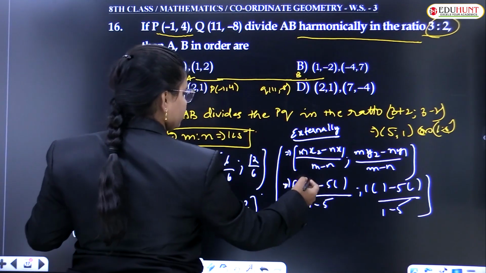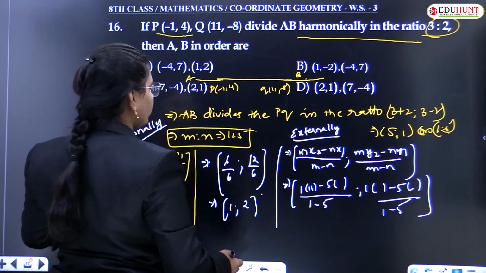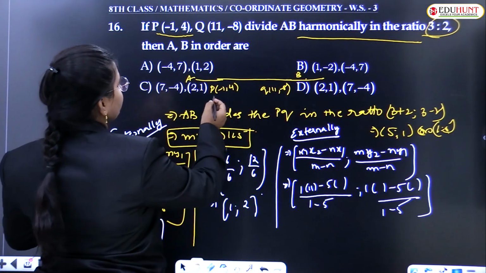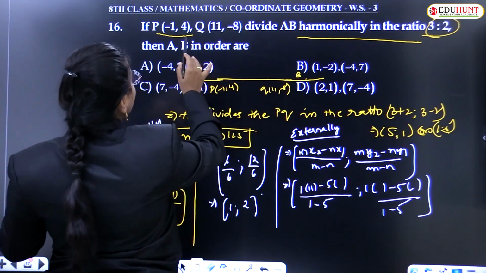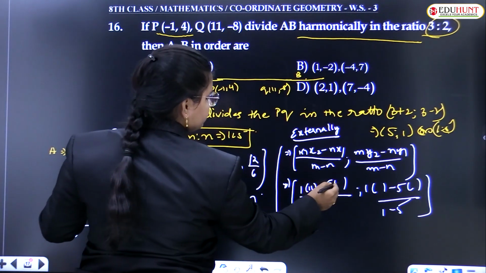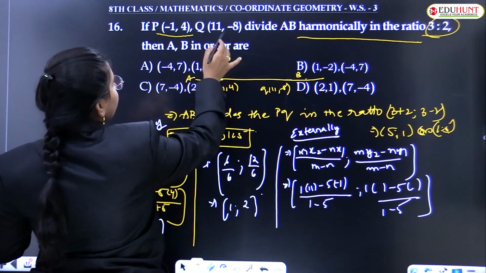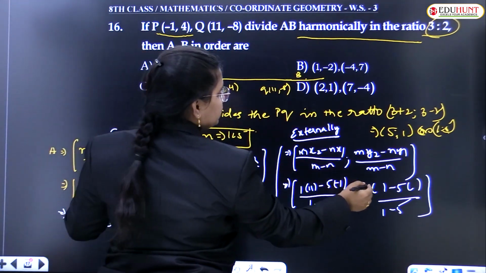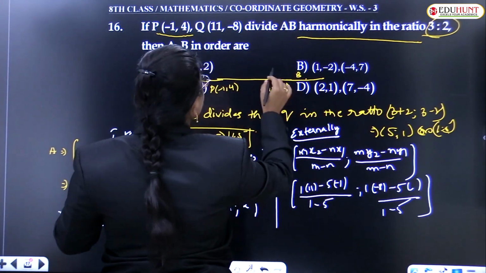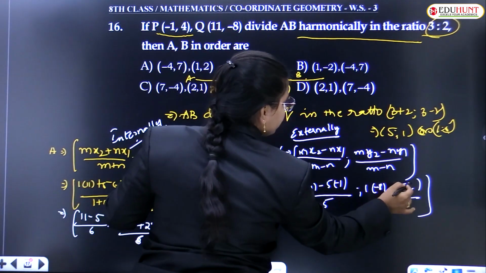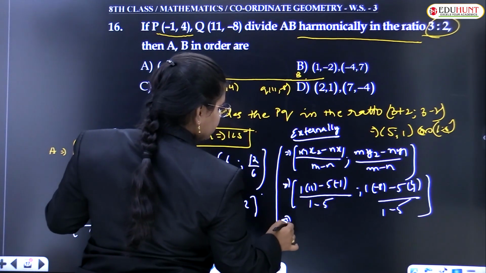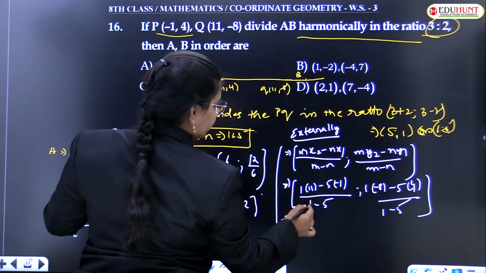So what is x2 here? 11. What is x1 here? Tell me, what is x1 here? Minus 1. What is y2 here? Minus 8. What is y1 here? Plus 4. Simplify this. 1 into 11 is 11.